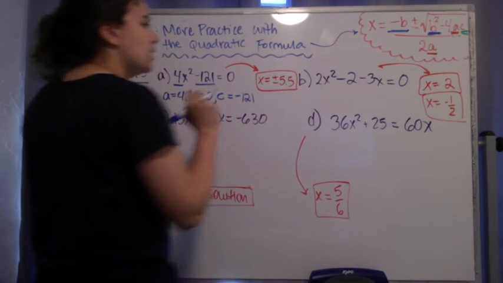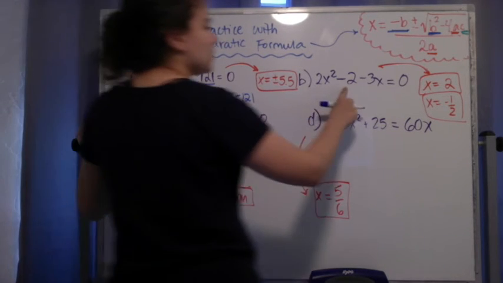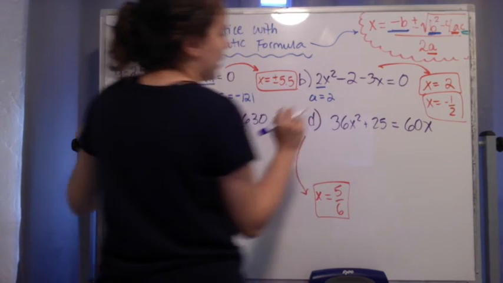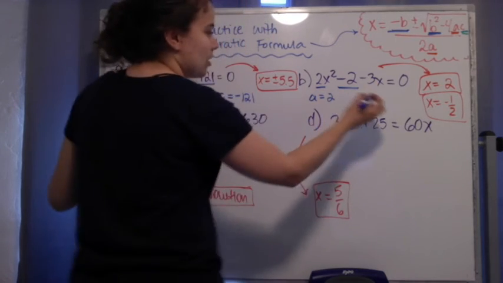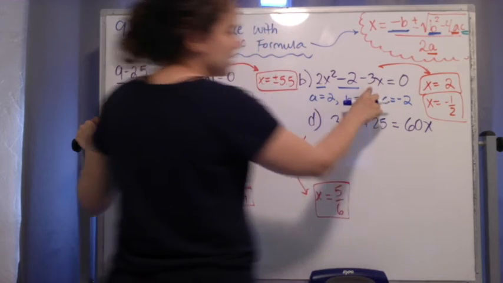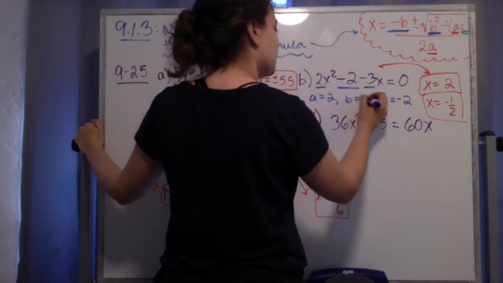For part B, the tricky part is that they put it out of order, right? So in this case, a is 2, right? It comes before x squared. C is negative 2, because that's the constant term. And b is the coefficient of x, so that's going to be negative 3.